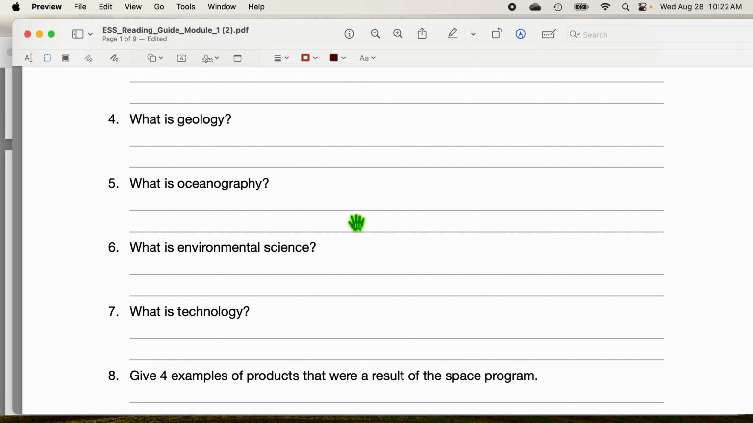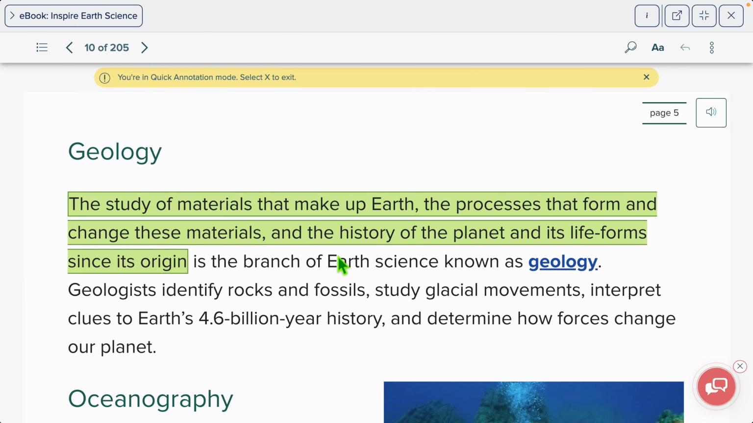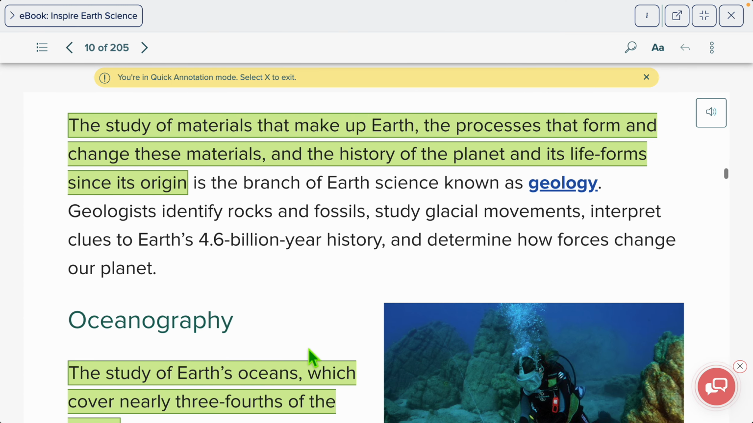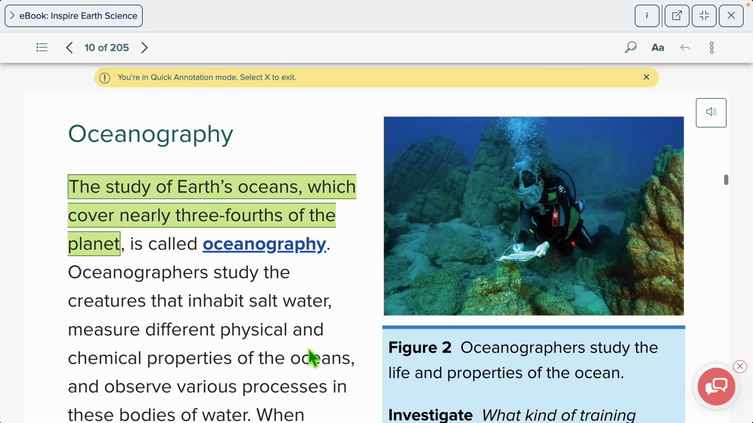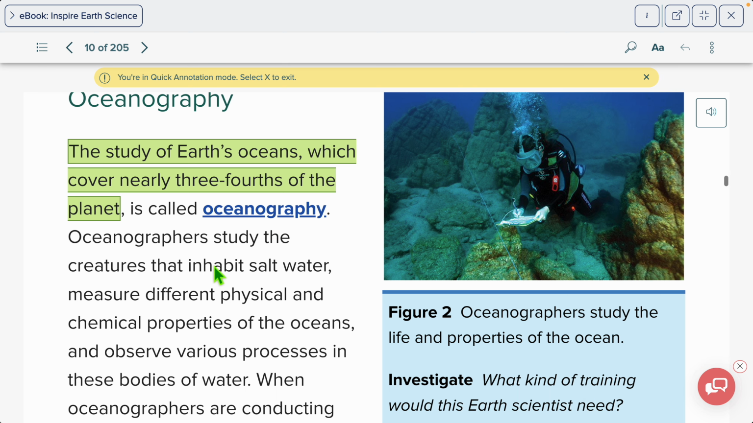Number 5, what is oceanography? I've heard that word pronounced a few different ways lately, but oceanography is how we pronounce that. The study of Earth's oceans, which cover nearly three-fourths of the planet, is called oceanography. Pretty simple. It's the study of Earth's oceans.